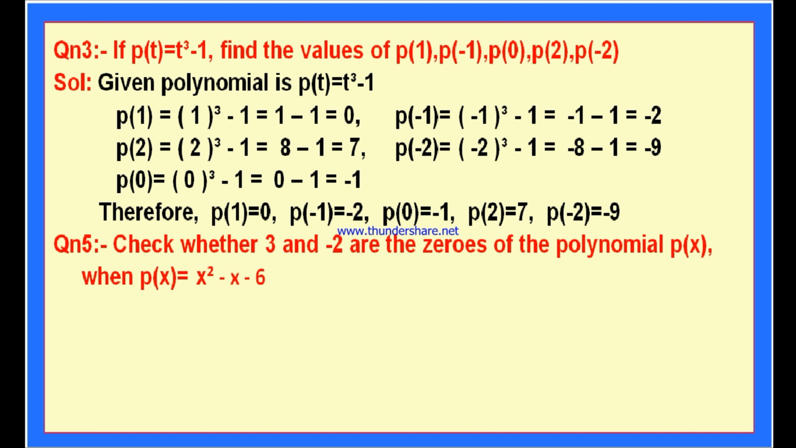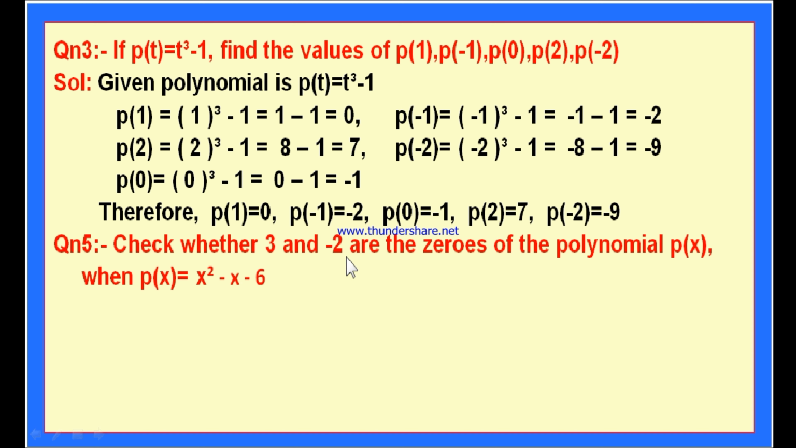Here we have to find out whether 3 is a zero of this polynomial, and we have to check whether minus 2 is a zero of this polynomial. When can you say that 3 is a zero of this polynomial? If we substitute x is equal to 3 and finally get the value of the polynomial as 0, then you can say that 3 is a zero of this polynomial.